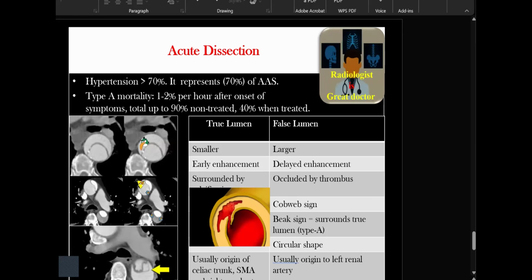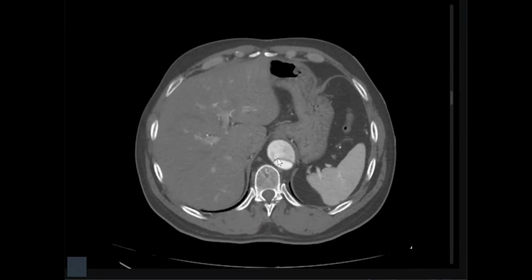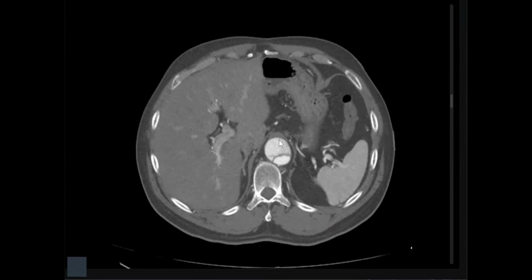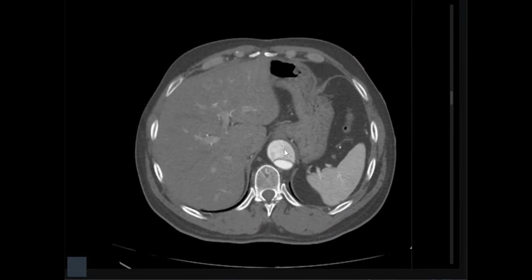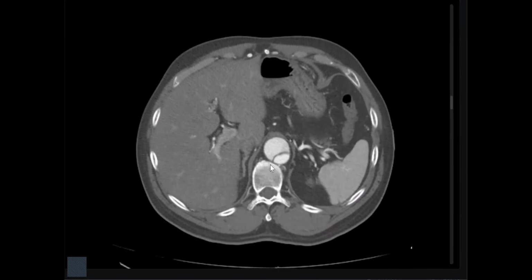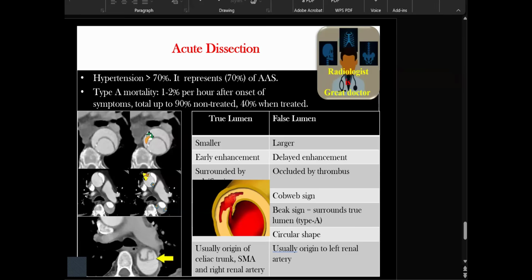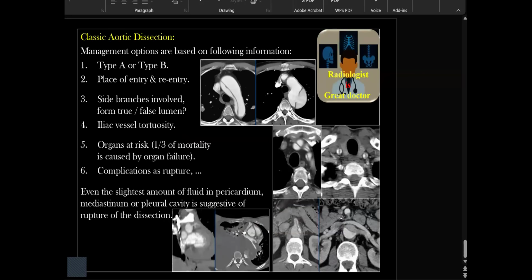False lumen tends to be larger, as in this case also, and the density will be lower, darker. Also some filaments and the beak sign. I think in our case all signs are present. You see these filaments, larger in size, darker, and also the beak sign present. It's very important also to assess the complications.